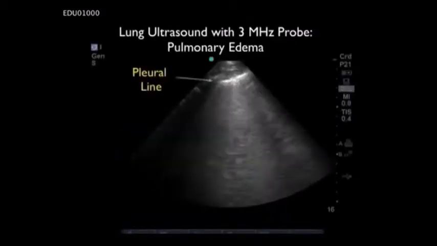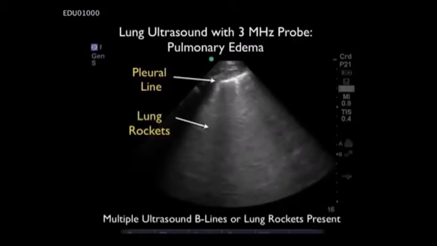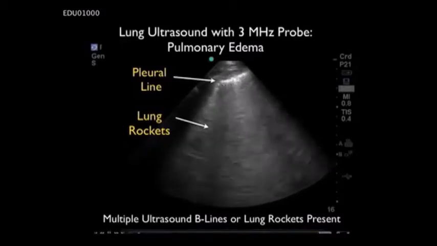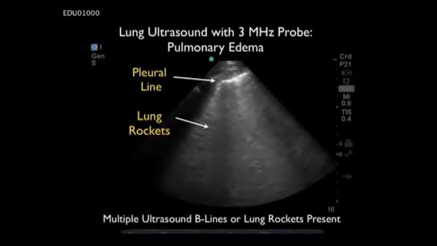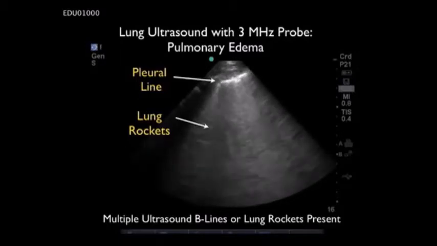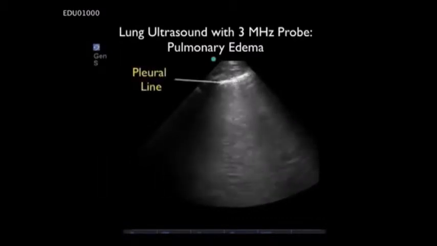In contrast, let's take a look at this video clip taken from a patient who presented with acute pulmonary edema. Here we see the pleural line as taken with a 3 MHz lower frequency probe, and instead of those repeating horizontal lines, the A lines that we saw in normal lung, now we see the development of these vertical lines known as lung rockets. And here we see the lung rockets emanating all the way to the back of the screen using the 3 MHz probe. Lung rockets are also known as ultrasonic bee lines, and these indicate fluid within the alveoli.